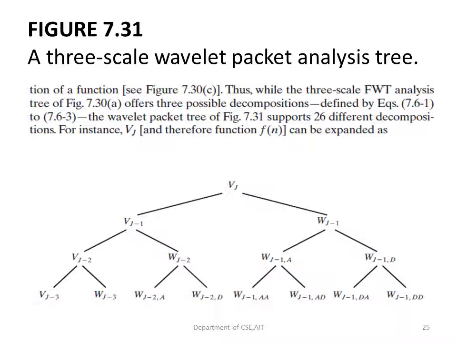While the 3-scale FWT analysis tree of figure A offers 3 possible decompositions, defined by equations 7.6.1 to 7.6.3, that is, V of j in terms of V of j minus 1, V of j minus 1 in terms of V of j minus 2, and V of j minus 2 in terms of V of j minus 3. The wavelet packet tree supports 26 different decompositions. So V of j can be expanded like what is shown over here.